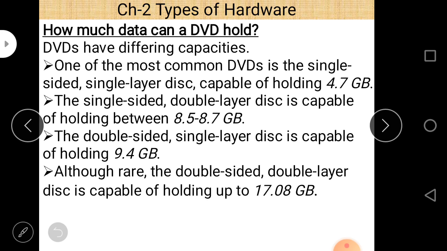One of the most common DVDs is a single-sided single layer disc capable of holding up to 4.7 GB of data. The single-sided double layer disc is capable of holding between 8.5 to 8.7 GB. The double-sided single layer disc is capable of holding 9.4 GB, and the double-sided double layer disc is capable of holding up to 17.08 GB of data. So its range starts from 4.7 to 17.08 GB. The most common DVD contains 4.7 GB of data, which is single layer single sided, and most popular.